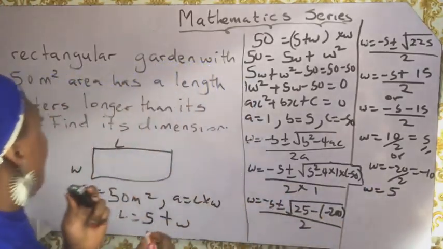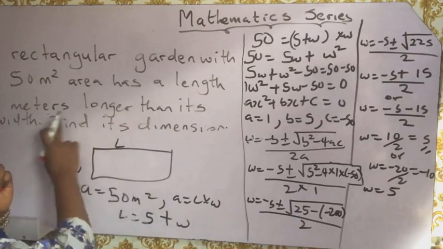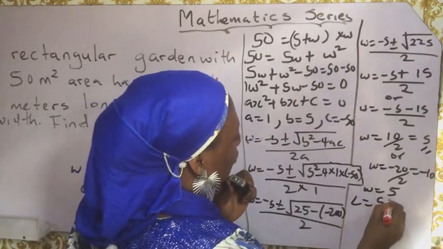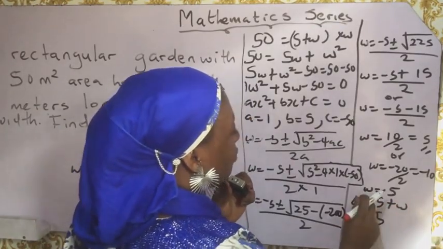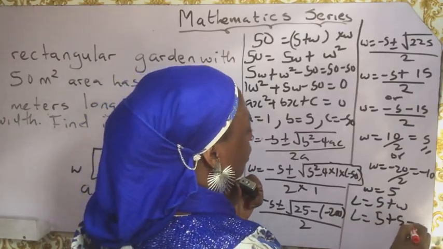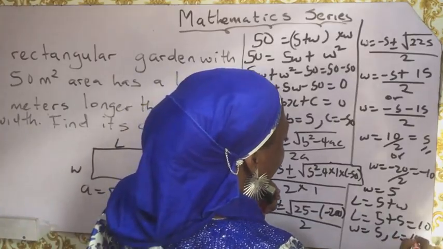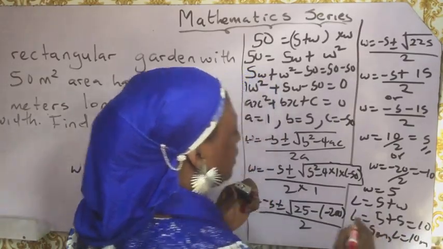And remember from the question, we have that the length is 5 meters longer than the width. So the length is equals to 5 plus w. So length is equals to 5 plus w is equals to 5 plus 5, which is equals to 10. So the width is 5 and the length is 10 meters. The width is 5 meters and the length is 10 meters.